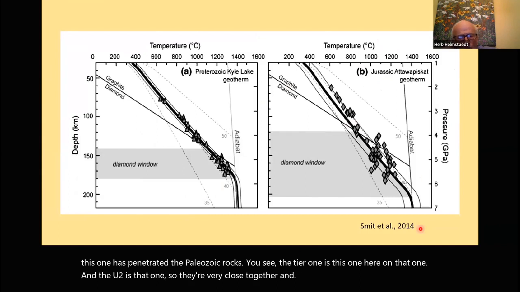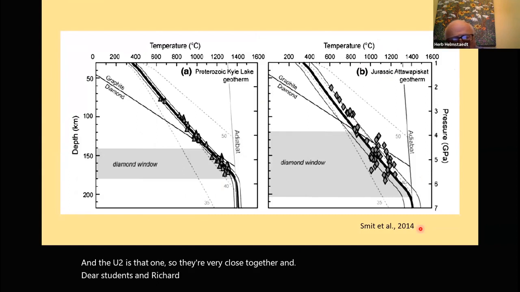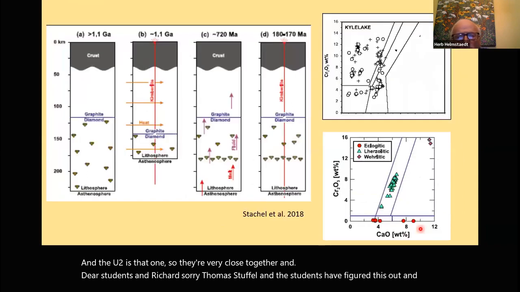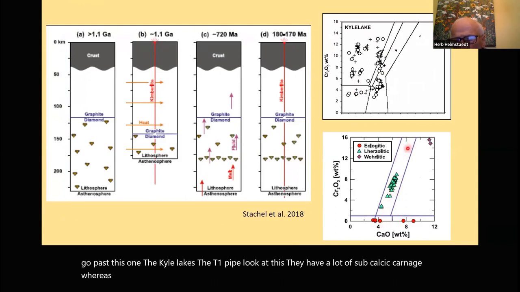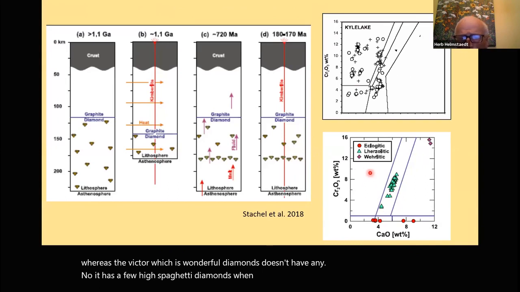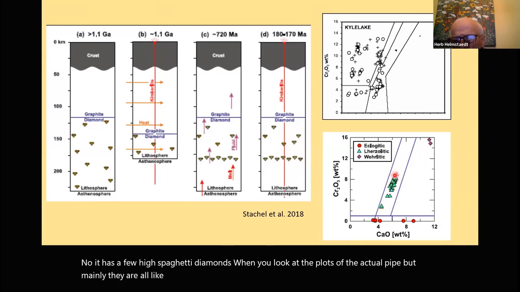Thomas Stachel and the students have figured this out. I will go past this one. The Kyle Lake, the T1 pipe, look at this. They have a lot of subcalcic garnets, whereas the Victor, which has wonderful diamonds, doesn't have any. So it has a few harzburgitic diamonds when you look at the plots of the actual pipe, but mainly they are all like this. And the inclusions in the diamonds are lherzolitic, and they're 720 million years old. So it's one of these rare cases.